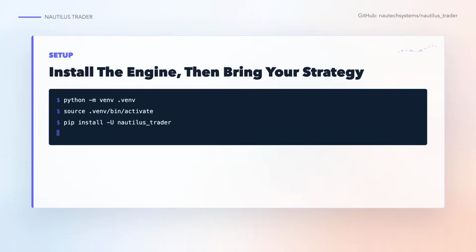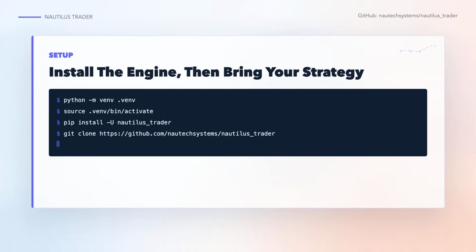Setup is handled like a serious Python package. The README recommends installing the latest supported Python in a clean virtual environment, then installing NautilusTrader from PyPI or the Nautech package index. Pre-built binary wheels mean no Rust toolchain is required at install time. If you want to work on the engine itself, the repo has a full Rust and Python development workflow.